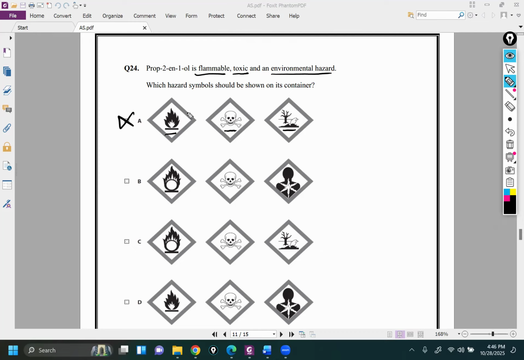My dear students, this is for flammable, and where the big circle is given over the flame, this is for oxidizing agent. This you should keep in mind. They always give this to confuse the student. This is for oxidizing agent and this is for flammable. So the correct option in this case is A.